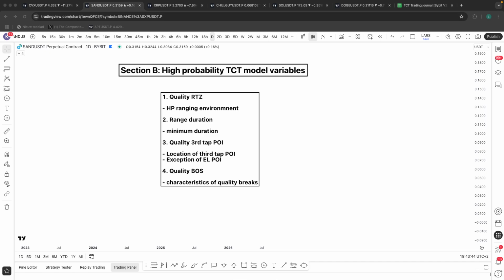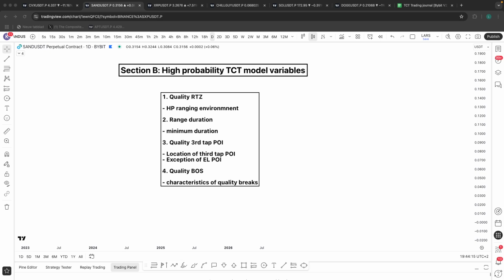The third variable is going to be the quality of the third tap POI. What is the location? What are the exceptions? And how can we minimize the room for error to build extra conviction behind our model? And four is going to be the quality breaker structure and the characteristics of a quality break inside of our TCT model to eliminate any doubts and only trade the highest probability models within the game of Wyckoff.